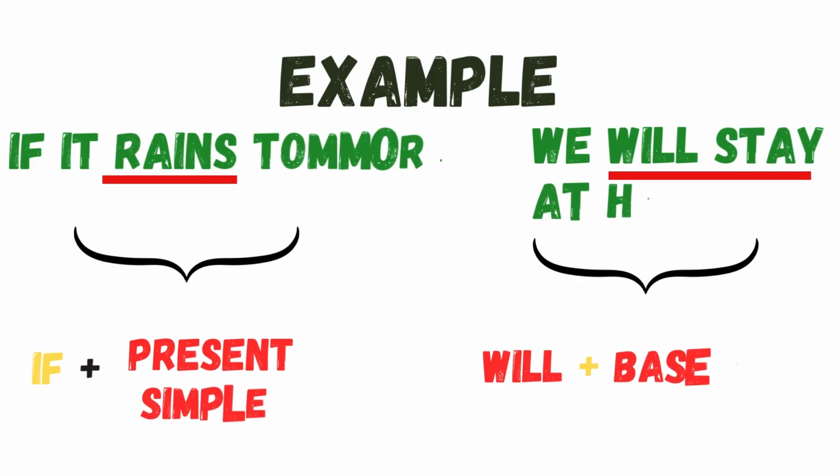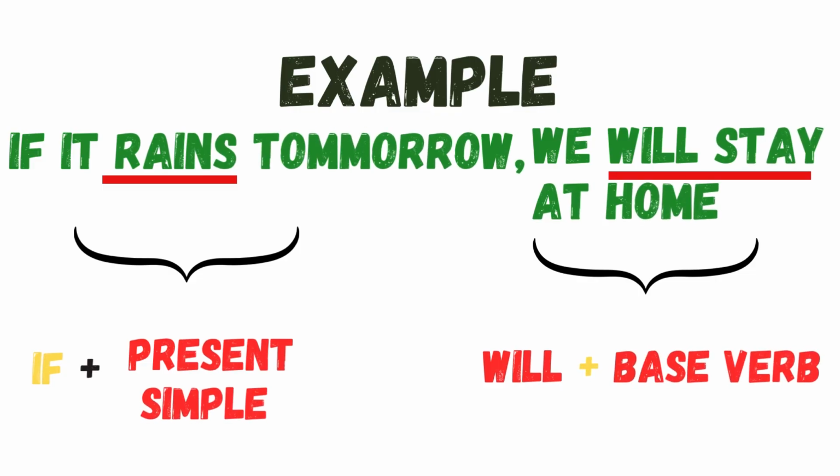Example 1. If it rains tomorrow, we will stay at home. If clause, condition: if it rains tomorrow, present simple. Main clause, result: we will stay at home, will plus base verb. This means that if it rains tomorrow, staying at home is a real possibility. The result depends on the condition.